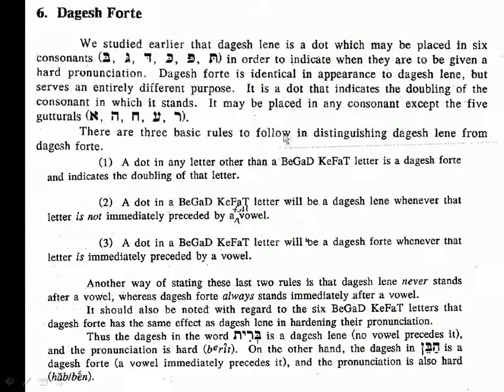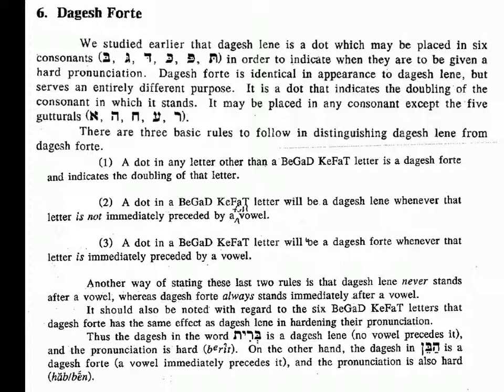Well, back to your grammar here. It says we studied earlier the Dagesh Lene. It's a dot that's placed in these 6 consonants, the Begad Kafat letters, in order to indicate that they're given the hard pronunciation. Dagesh Forte is identical in appearance to Dagesh Lene, but has a completely different purpose. It indicates the doubling of the consonant in which it stands, and it may be placed in any consonant except for the gutturals.